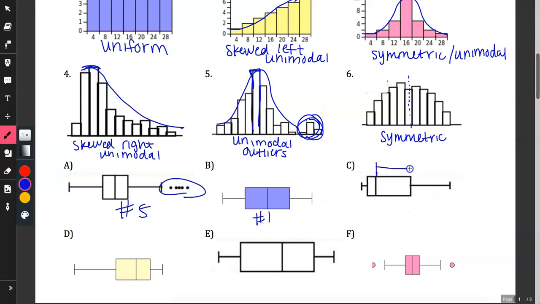Do you see how such a big part of the graph of the next one is over on the right side? That matches our skewed right graph. Okay, all this empty space here would go with skewed right, meaning all this wide space here would go with our skewed left, which was number 2.